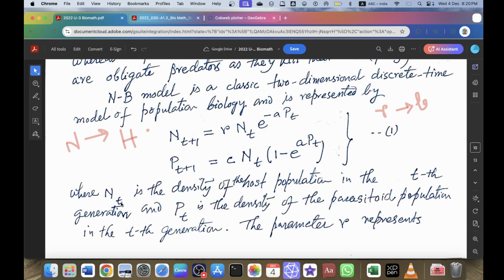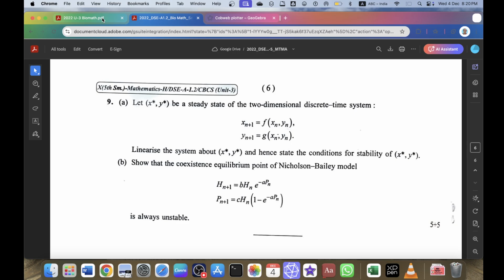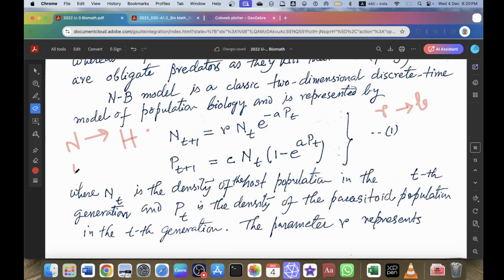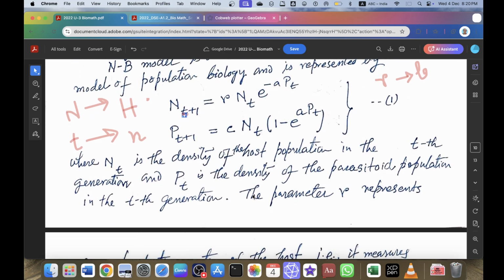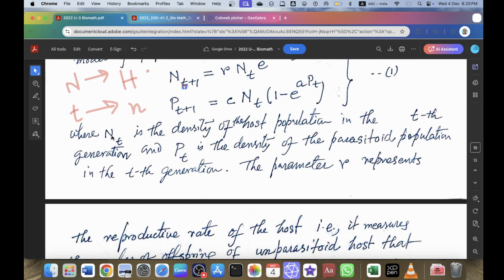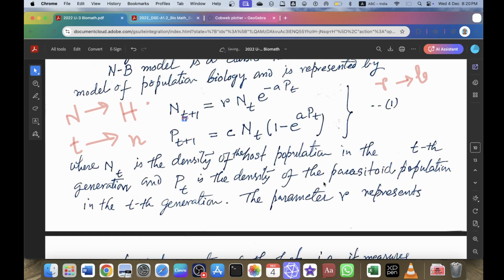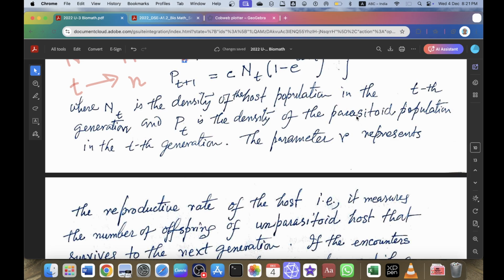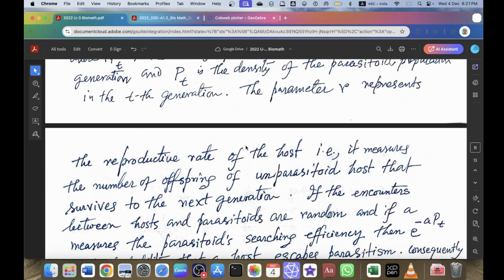in t, small t is replaced by small n. So here put small n: H small n plus 1, P small n plus 1, b times capital H small n e to the power minus a P n, where this N t is the density of the host population in the t-th generation, and P t is replaced accordingly, t by n and N by capital H and r by b, the density of the parasitoid population in the t-th generation, and so on.